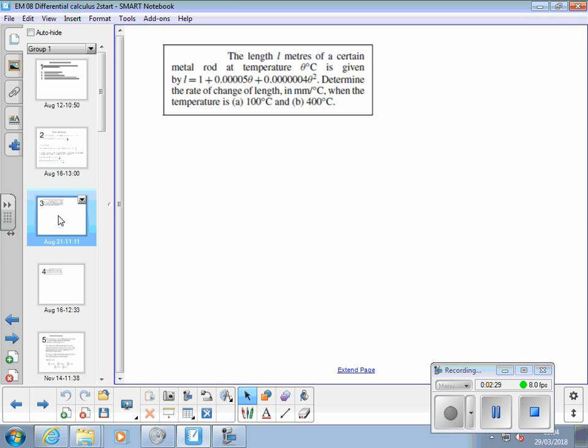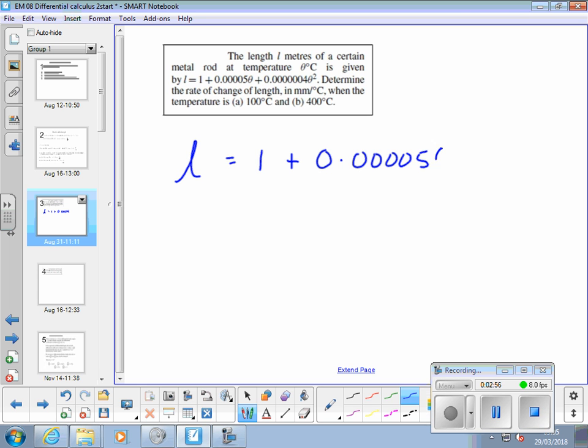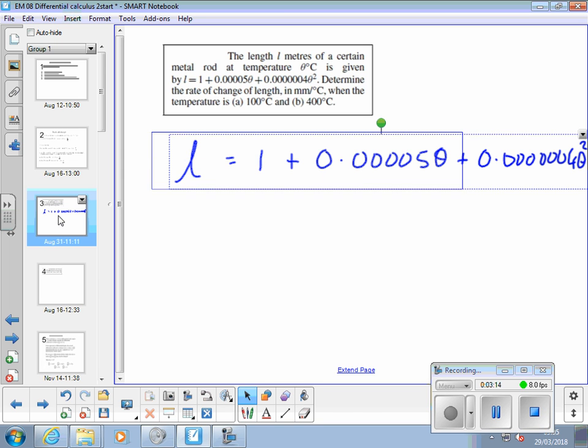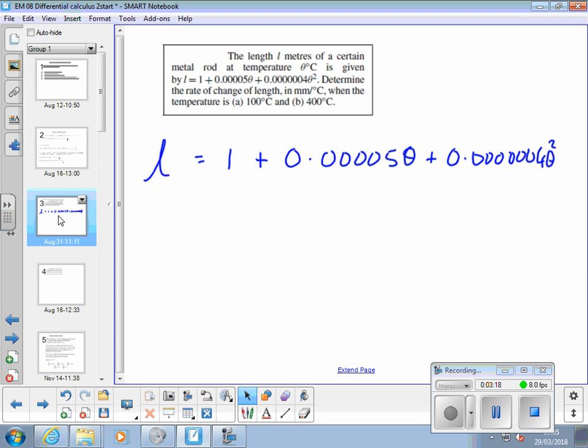So let's have a look at a problem. We've got a length. The length L in meters of a certain metal rod at temperature theta degrees C is given by L is equal to 1 plus 0.405 theta plus 0.604 theta squared. Mental note, start completely on the left of the board. So that's the formula we've got, and it says determine the rate of change of length in millimeters per degree C when the temperature is A, 100 degrees C, and B, 400 degrees C.